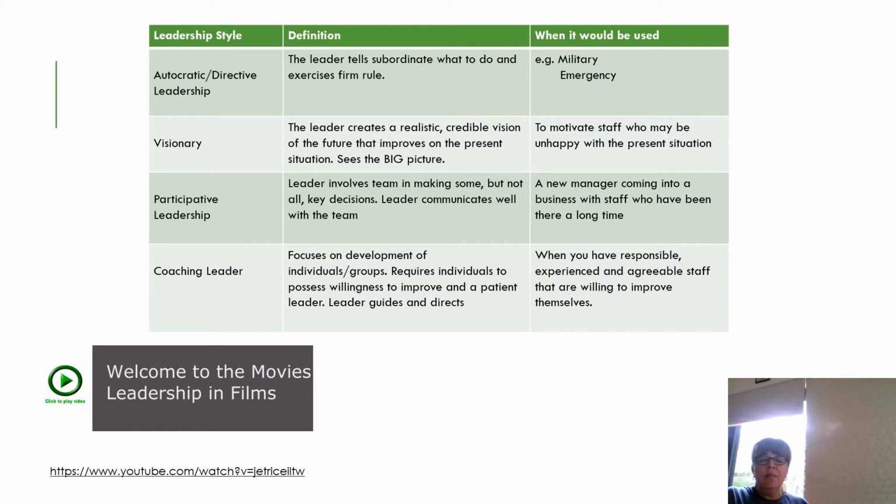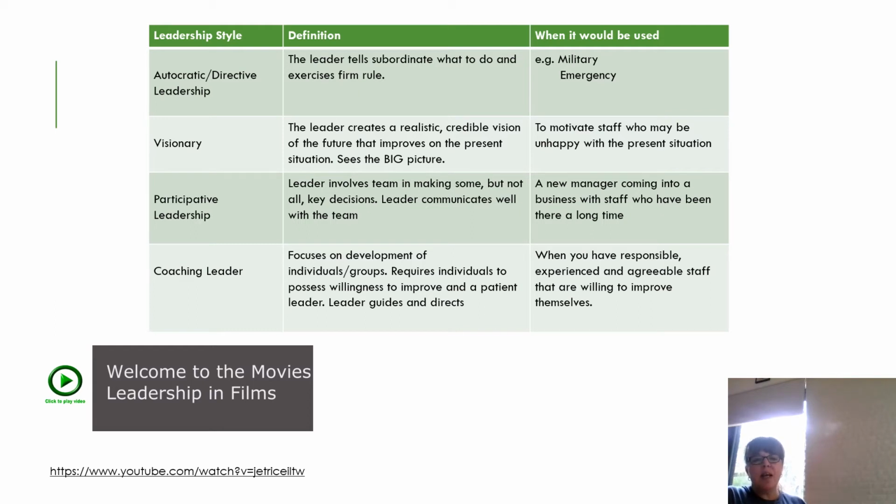Our coaching leader focuses on the development of individuals and groups, requires individuals to possess willingness to improve, and a patient leader, the leader guides and directs. So when would this be used? So if you had a responsible, experienced and agreeable staff that are willing to improve themselves, you can go in there and say, okay, doing a great job. How about we improve this? And again, a little bit more of that coach, the idea of working together as a team.